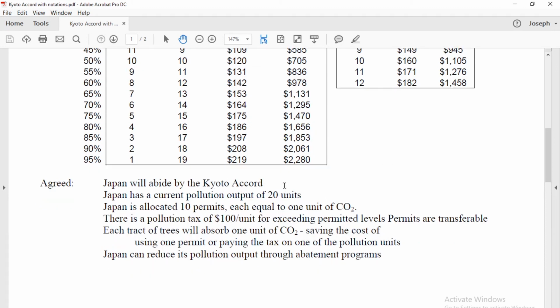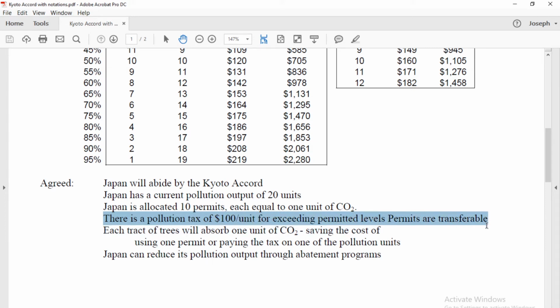Okay, so with those two things in mind, trees or abatements, we realize that Japan has agreed to abide by the Kyoto Accord. Japan has a current pollution output of 20 units, and Japan, this is some new information, is allocated 10 permits. Now that means that they're allowed to make 10 units of carbon dioxide. Each one of those permits covers 1 unit of carbon dioxide, so they're allowed to make 10, but they are currently making 20, which means that they're going to have to pay a pollution tax of $100 per unit that exceeds the permitted levels.